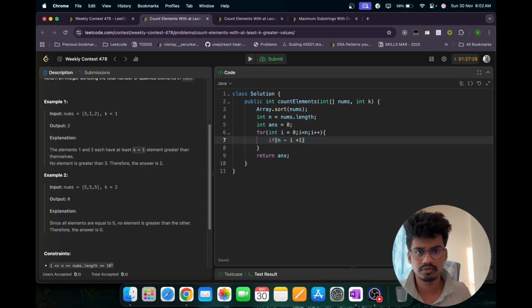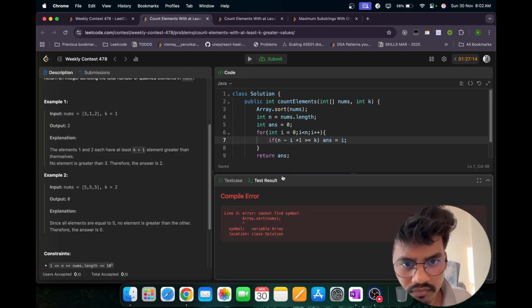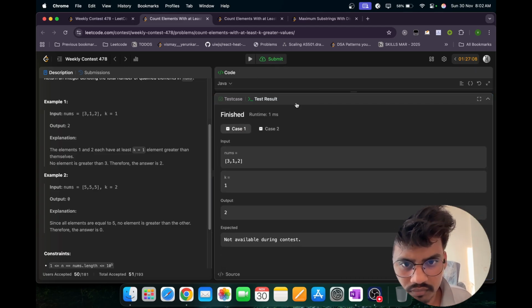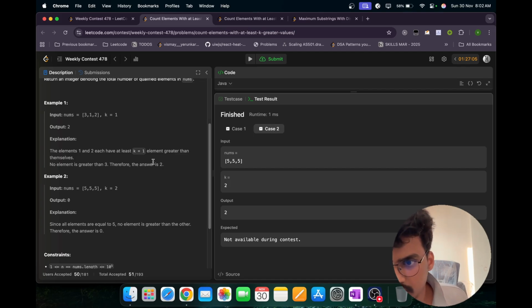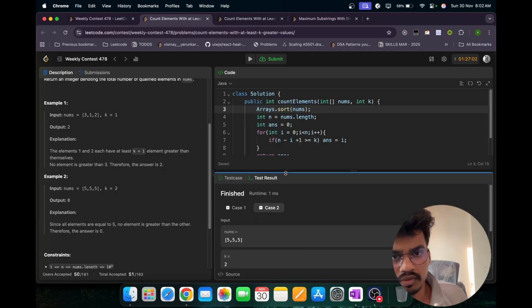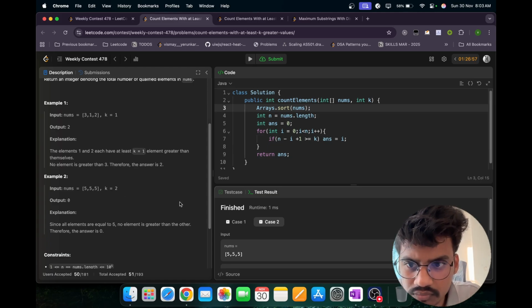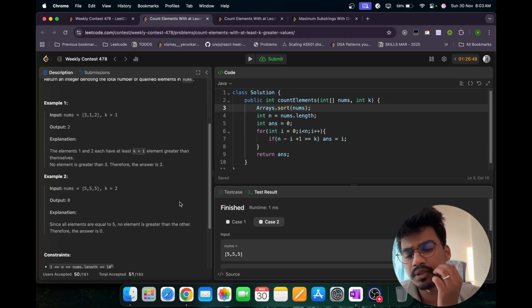If n minus i plus 1 is greater than or equal to k, n is equal to i. Okay, for this 5 we have it in the sorted order. For this 5 we want how many elements are there which are greater than this.